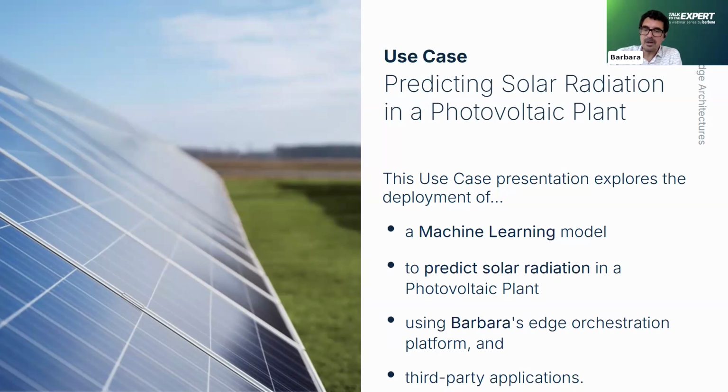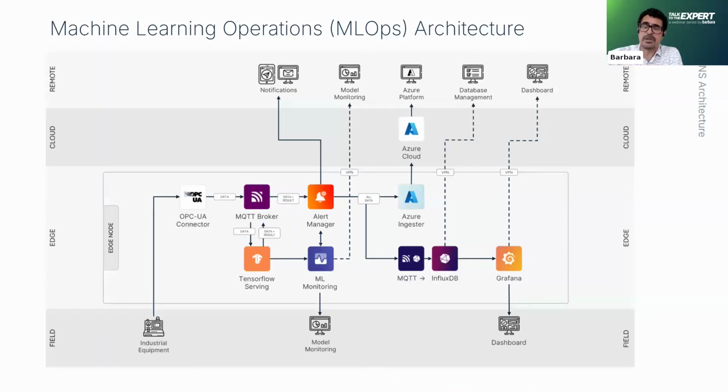Okay, so what is the architecture of this solution? Here we have it. As you can see, we will have just one edge node. This edge node will be located at the solar photovoltaic plant. Here we have the field, where this industrial equipment represents the weather station. We will be getting the weather information and the weather parameters from this weather station using an OPC UA connector.